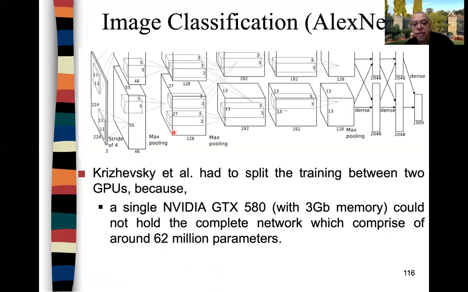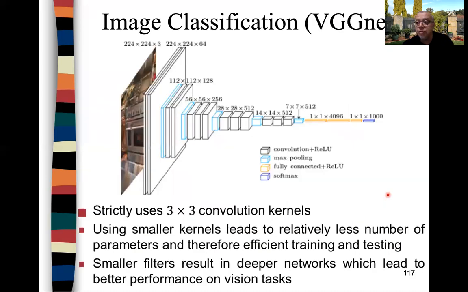Although AlexNet is relatively much smaller compared to the recent state-of-the-art CNN architectures, it is interesting to note that the authors had to split the training between 2 GPUs. That's why you see here 2 GPUs, because a single NVIDIA GTX 580 with 3 gigabyte memory could not hold the complete network, which only had 62 million parameters actually. But at that time, they had to split it across 2 GPUs.